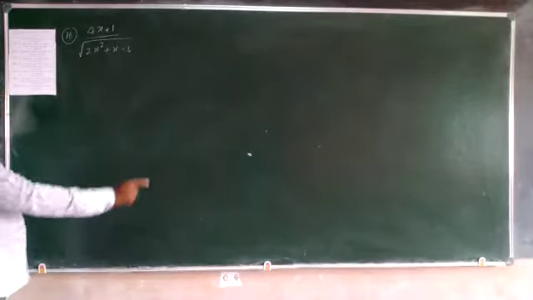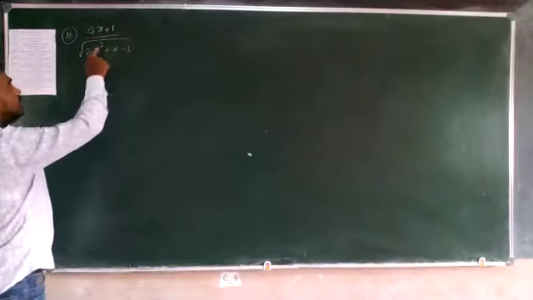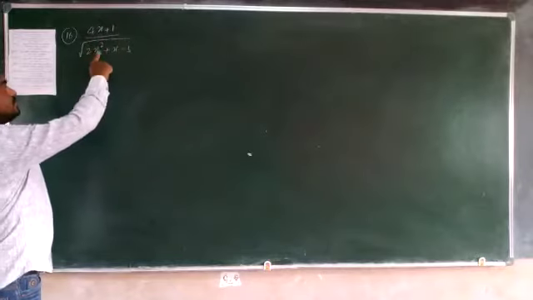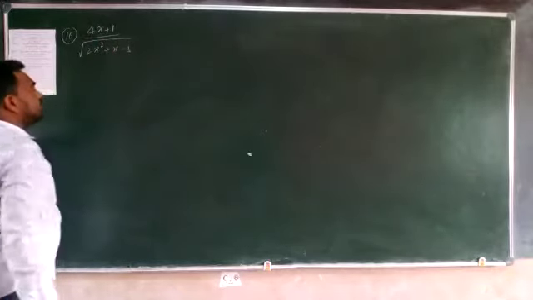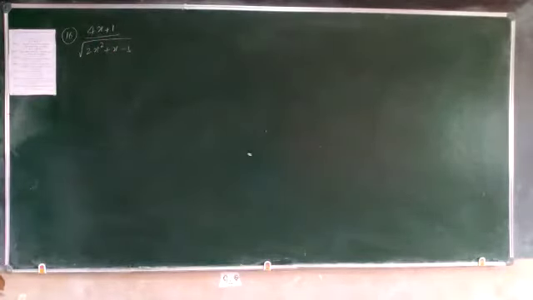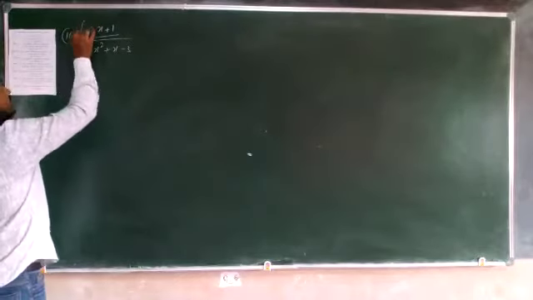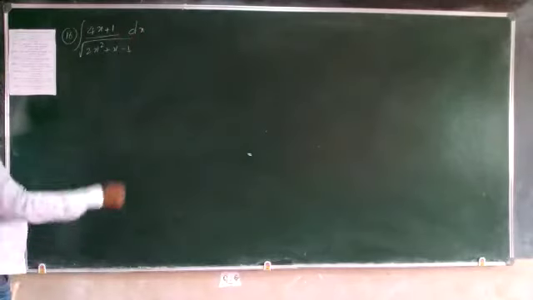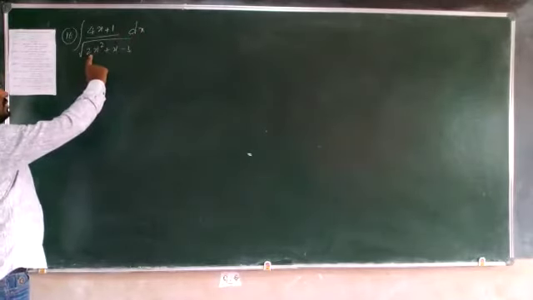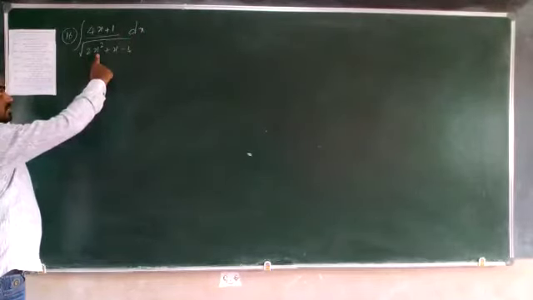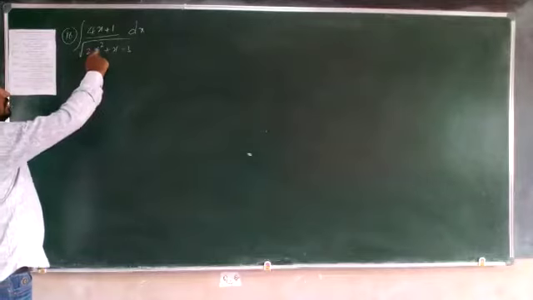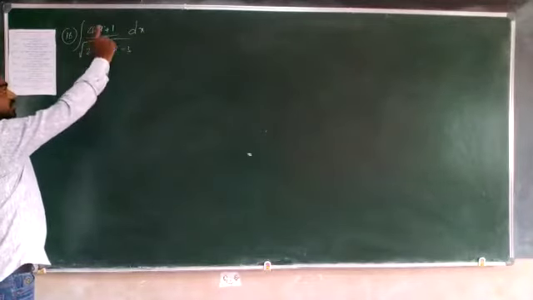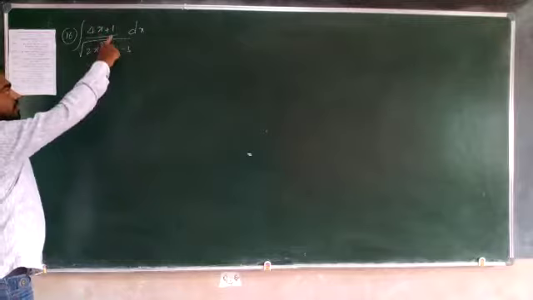16th question: the integral of (4x plus 1) by square root of (2x square plus x minus 3). This function integral we need to find. Now you see 2x square, 2 into x square derivative 2x into 2 is there. Total 4x is there in numerator.